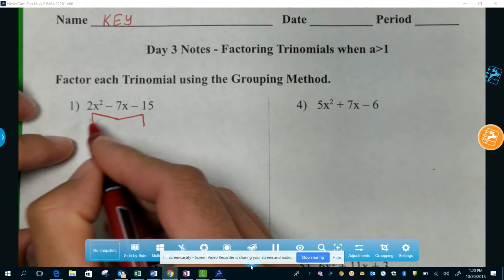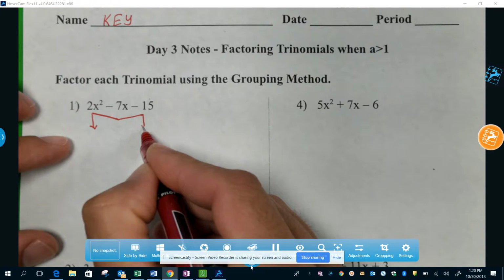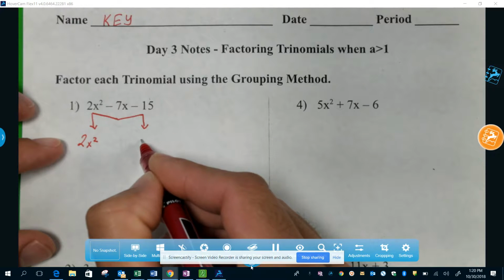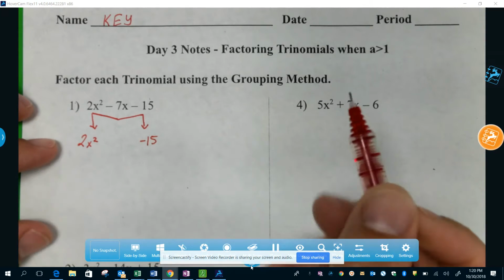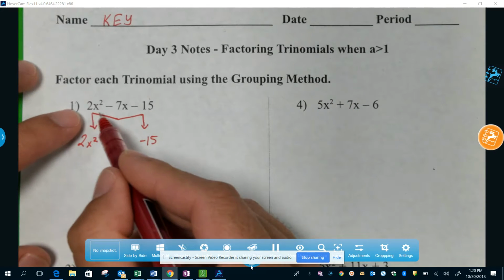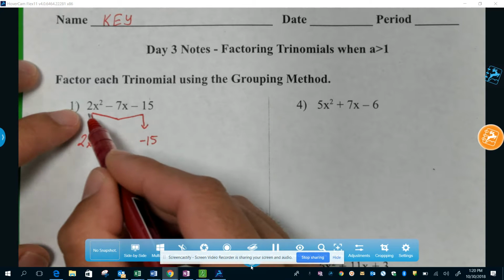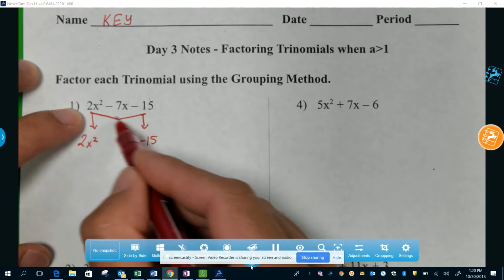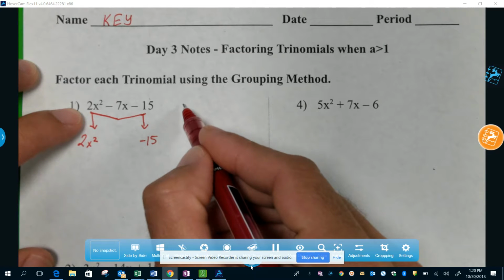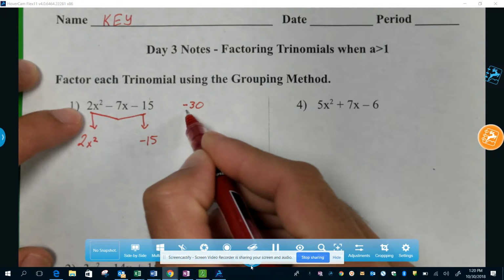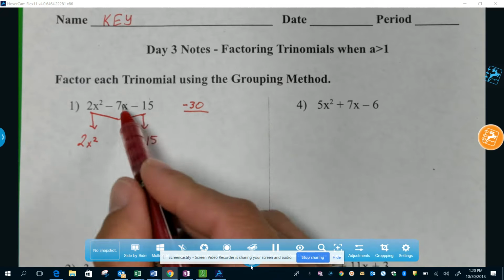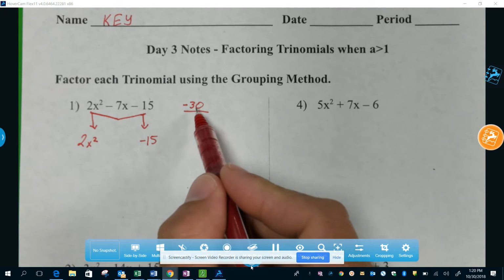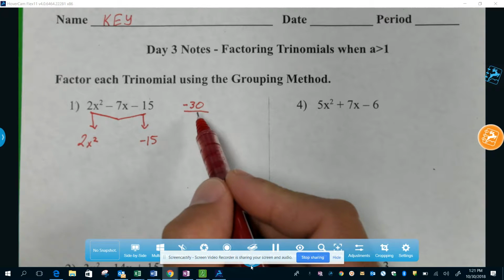The first step of the M method means to drop down the first term, which is 2x squared, and drop down the last term, which is negative 15. So now the M means to multiply. So I'm going to multiply my 2 times my negative 15. M means to multiply those guys, and that's going to give me negative 30. So negative 30 in this case is my product.